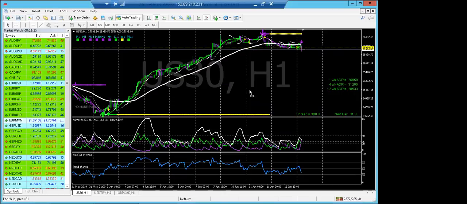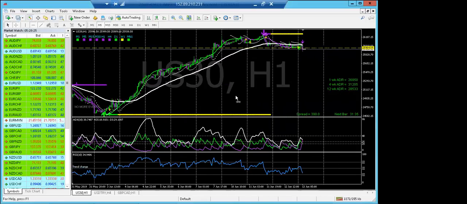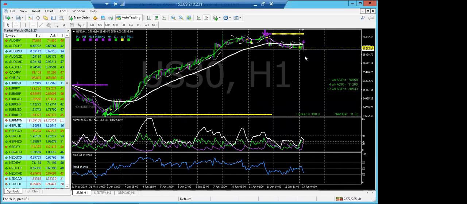Because honestly, it's just not worth it on US 30. It's really not. So these are day separators, right? So today this is Thursday in trading days. This is Wednesday. This is Tuesday. This is Monday. Thursday, Wednesday, Tuesday, Monday, give or take. I might be wrong, but I'm not.